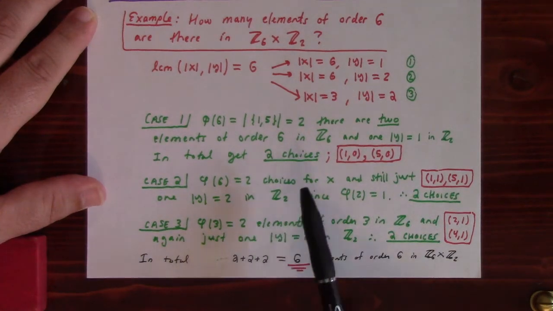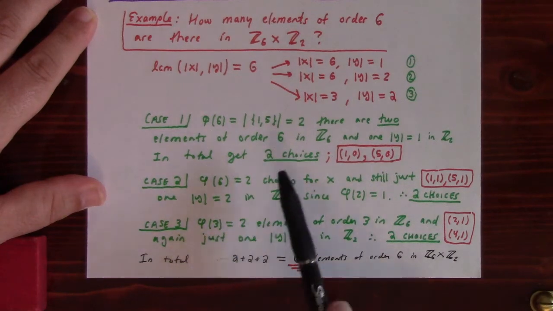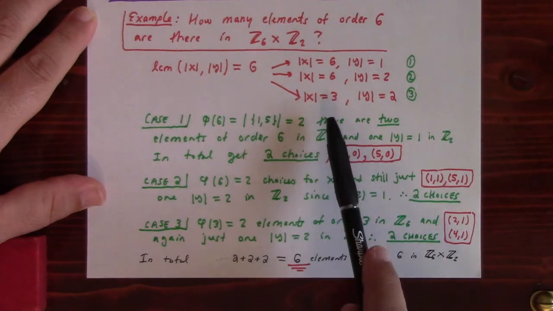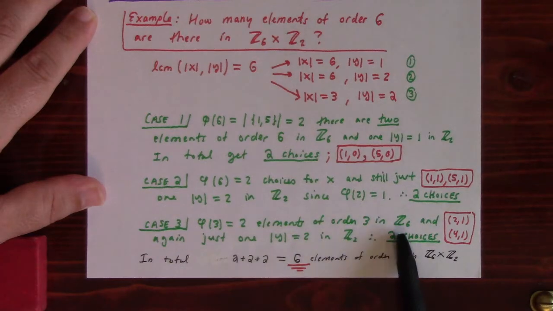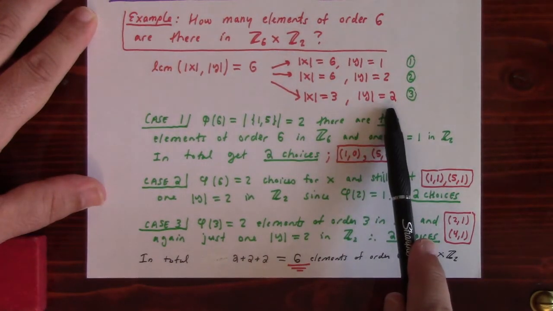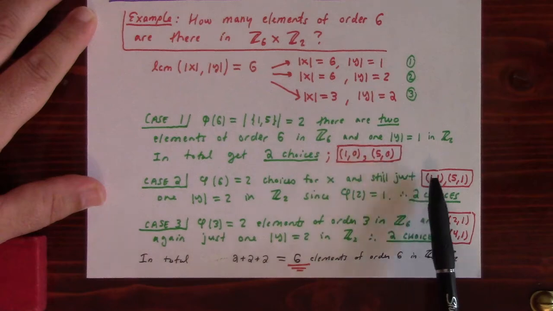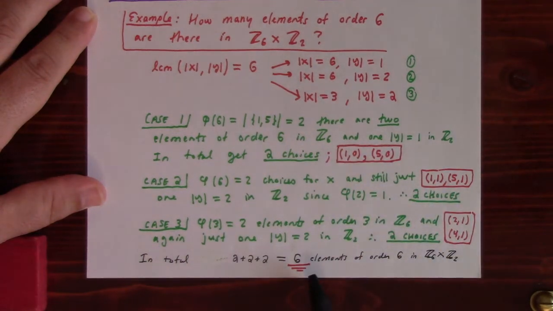So anyway, case 3. There are 2 elements of order 3 in Z6, and again there's just 1 element of order 2 in Z2, namely 1. So that gives you the pair (2, 1) and (4, 1). So there you go, 1, 2, 3, 4, 5, 6. There are 6 elements of order 6 in the direct product Z6 cross Z2.